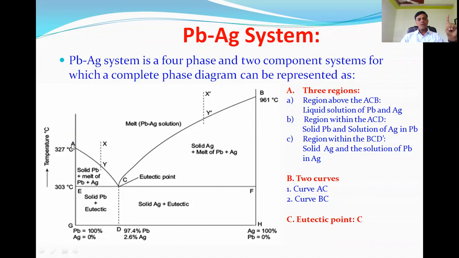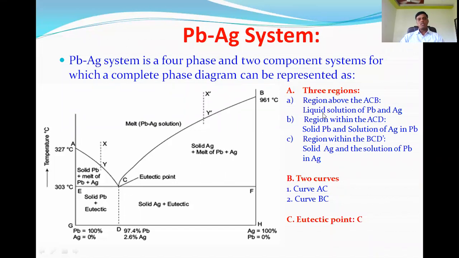And below the area ACD, you will observe only one solid lead system. Only one phase exists, solid lead. And below the area BCD, there exists only solid silver. Okay, above ACB, solution of lead and silver. Below ACD, only solid lead. Below BCD, only solid silver exists.